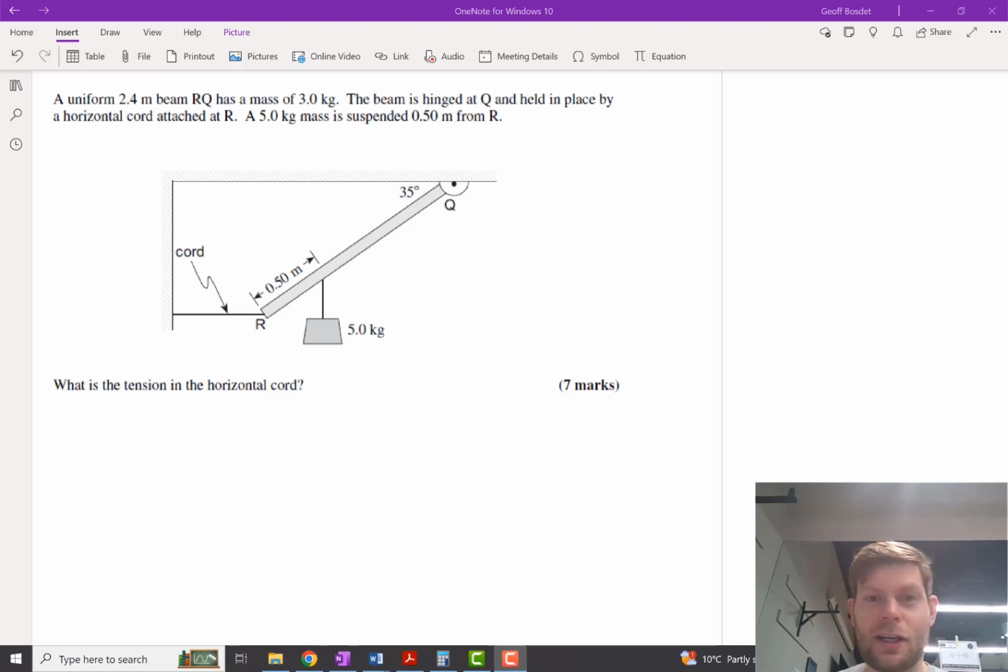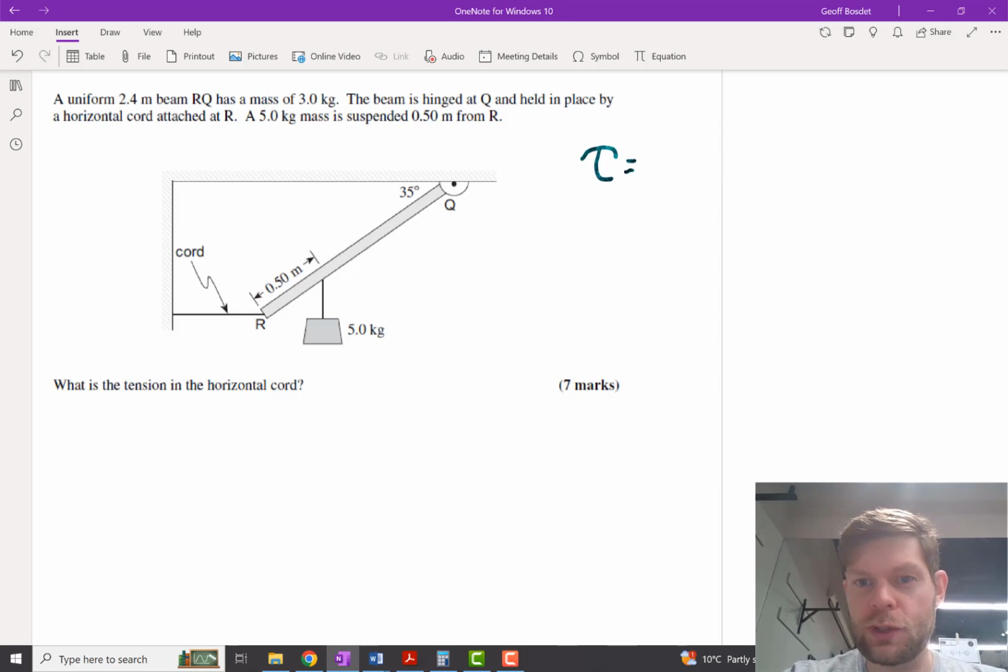Hello, here's a nice generic torque balancing example. Torques cause rotation, and so if something's going to be just sitting there in equilibrium, your torques have to cancel. And so here's our formula for torque. Torque is equal to the perpendicular component of the force times the distance it is away from the pivot. So we're going to have to do that for all our different torques.